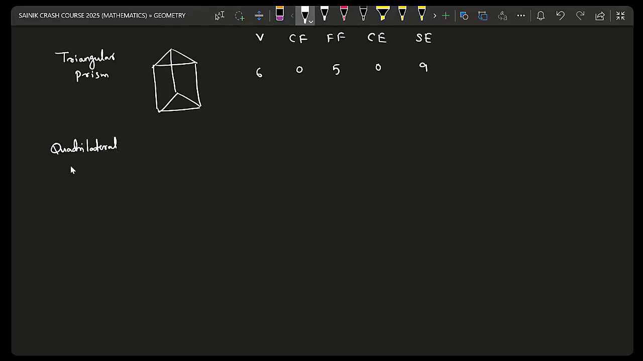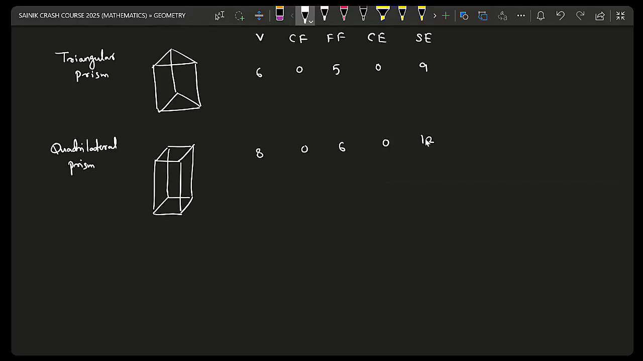Next, let's take a quadrilateral prism. That means the base is a quadrilateral, having 4 sides. The top is a quadrilateral having 4 sides, and the vertices are connected like this. So this is just like a cuboid. If the base is a square or rectangle, then it will also be like a cuboid. So it will have the same properties as the cuboid. Number of vertices is 8, curved faces 0, flat faces 6, curved edges 0, and straight edges 12.